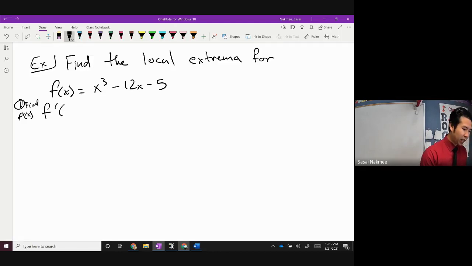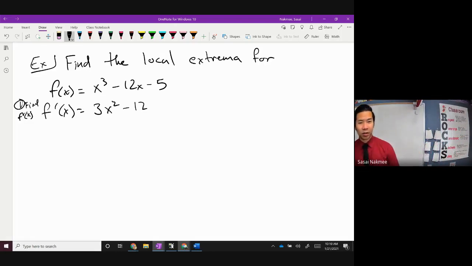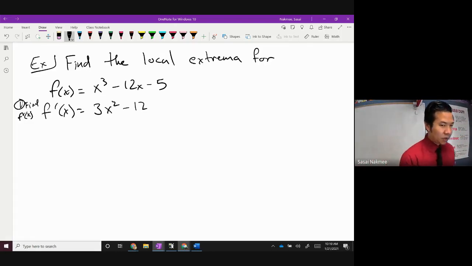So we're going to do that real quick. F prime of x, take the derivative of this guy, is going to be 3x squared minus 12, and the derivative of 5 is just going to be 0. So there's my derivative, 3x squared minus 12, right?